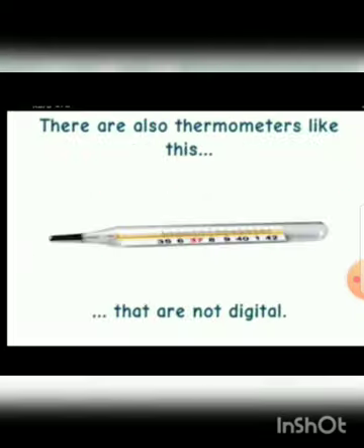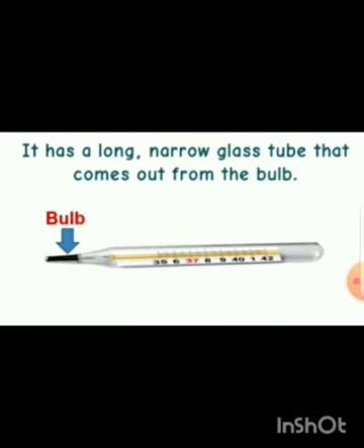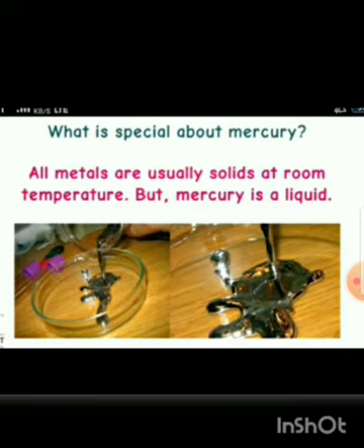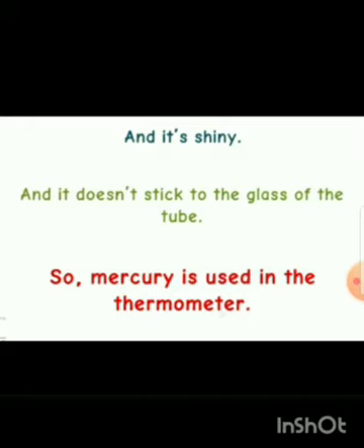Okay. There are also thermometers like this. It has a long narrow glass tube that comes out from the bulb. Can you see that bulb? Yes. Now what's inside the bulb? That is mercury. It is a shiny metal called mercury. What is special about mercury? All matter is usually solid at room temperature, but this mercury is liquid. Can you see the picture? And it's shiny and it does not stick to the glass of the tube. So mercury is used in the thermometer.